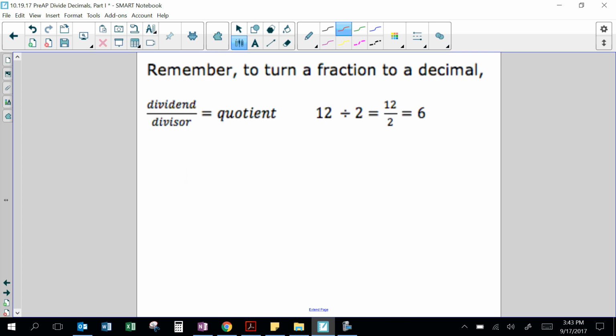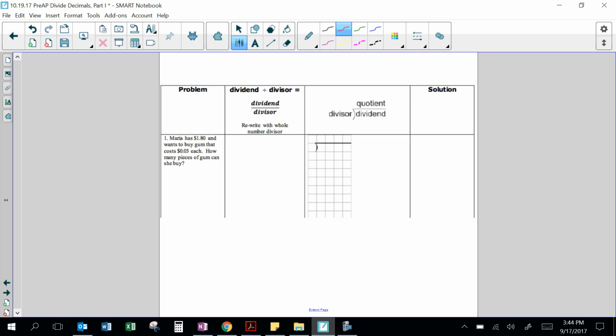So remember, to turn a fraction to a decimal, you have a dividend divided by a divisor equal to a quotient. So if you have a number such as 12 divided by 2, you could write it in fraction form, 12 over 2, and that would be 6 as the quotient. So that is going to help us answer these word problems.